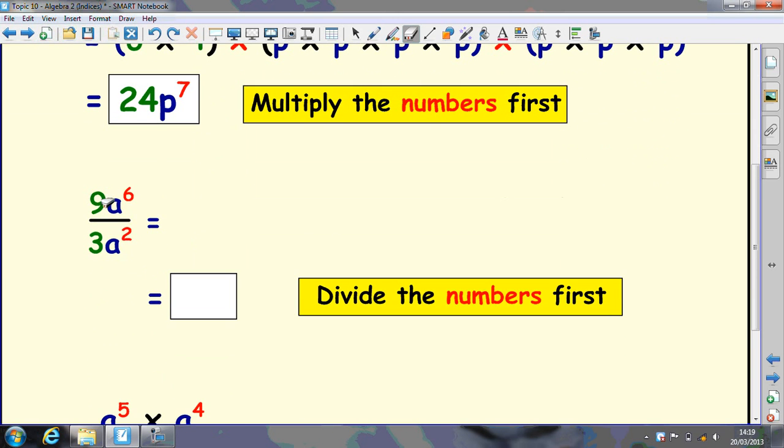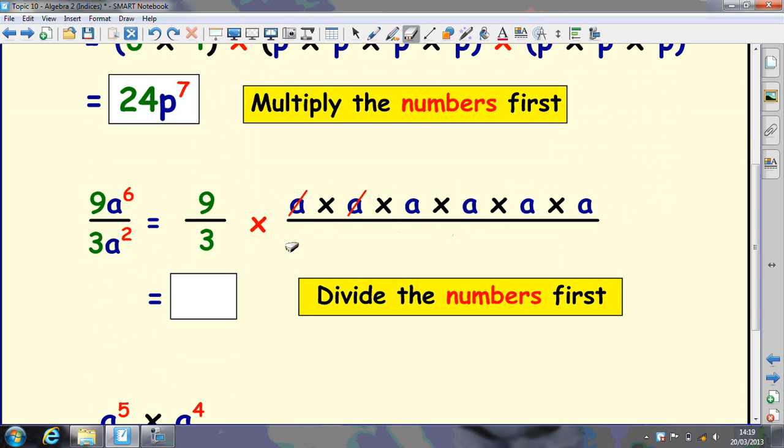Same idea with the fraction here. Do the numbers first, so 9 divided by 3, and then in the top line you've got a to the power 6, so 6 lots of a's, and in the bottom you've only got 2 of them. You can cancel a's top and bottom by dividing by a top and bottom, then dividing by a again top and bottom, so you're left with a 1 in the bottom and a to the power 4 in the top. So this comes to a to the power 4, and this 9 divided by 3 is 3. So 3, then a to the power 4. You just do the 9 divided by 3 first to get 3, and a to the 6 and a divided by a to the 2, take them away and you get 4.